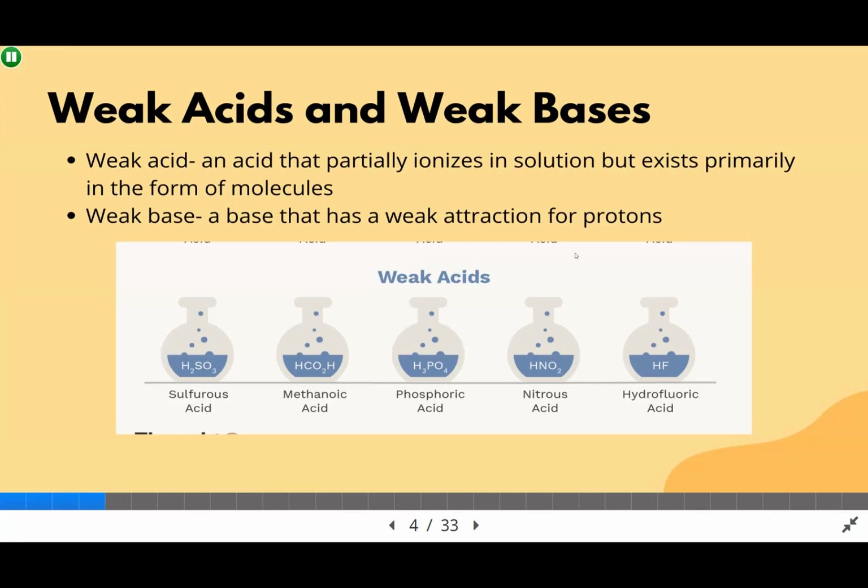So a weak acid, by definition, is an acid that partially ionizes in solution, but exists primarily in the form of molecules. So it's a weak electrolyte, and does not ionize completely in water to form hydrogen ions. Most common acids are weak. And a weak base is a base that has a weak attraction for protons. So these solutions are not as basic as, for example, ionic hydroxide solutions. Some molecular and ionic compounds other than hydroxides also dissolve in water, but not completely.